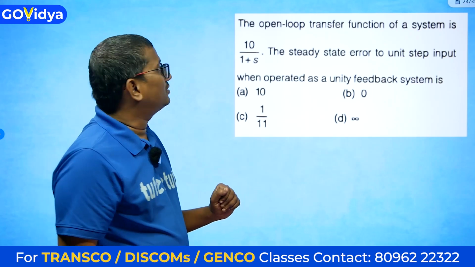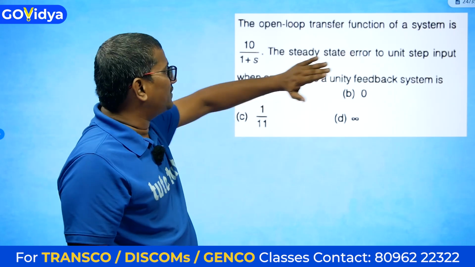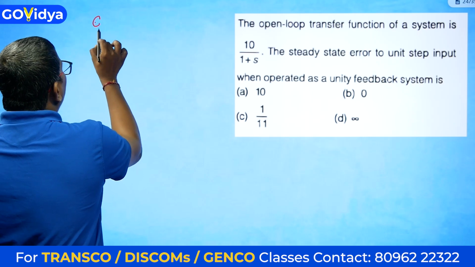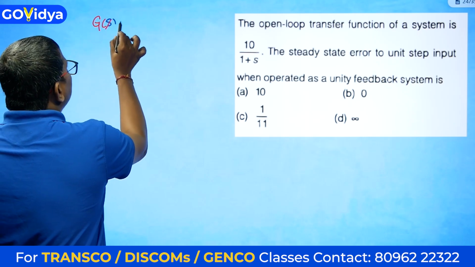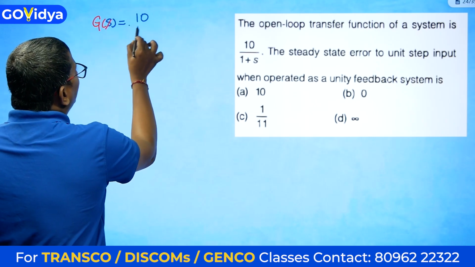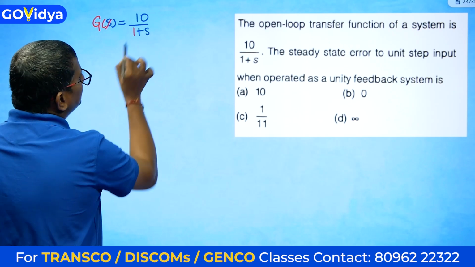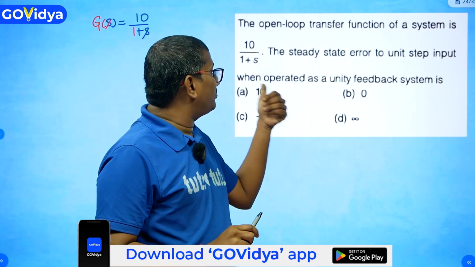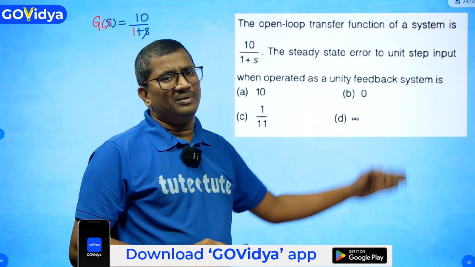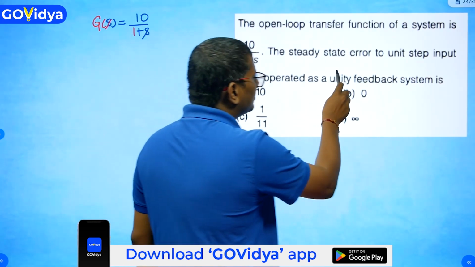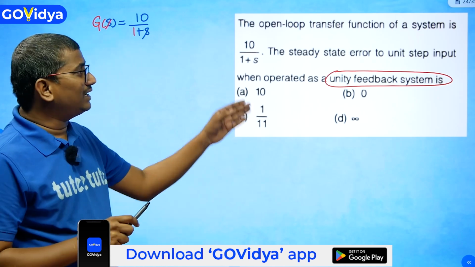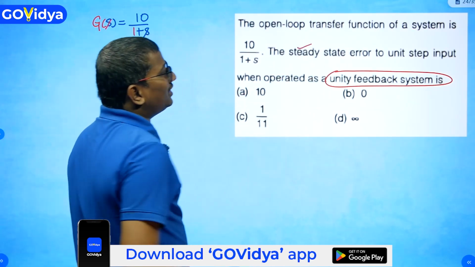Now if you see the question, what is that? The open loop transfer function of a system is 10 by 1 plus s, right? G(s) is equal to 10 upon 1 plus s. The steady state error to unit step input when operated as a unity feedback. So we don't bother about the feedback system, because our interest is always open loop only, because we are dealing with steady state error.